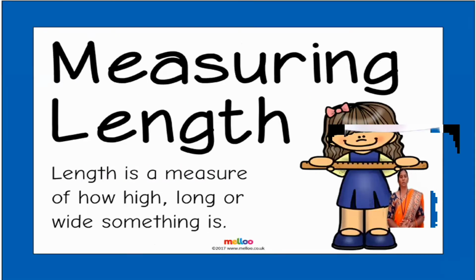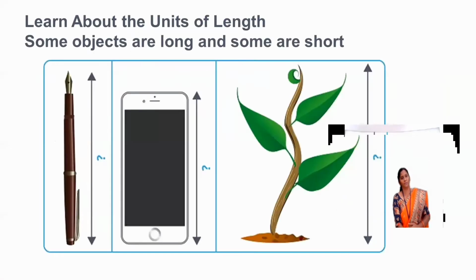First of all, we are going to see about measuring the length. Length is a measure of how high, long or wide something is. Let us learn about the units of length. Some objects are long and some are short. Here I have shown the first one is the pen, second one is the mobile, and third one is the baby plant. We can measure the height of these things.